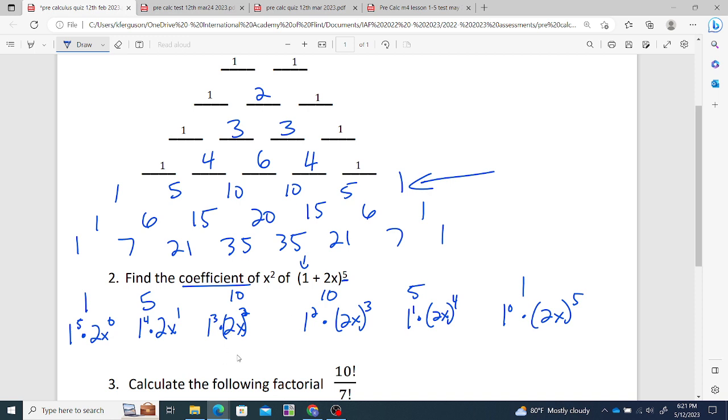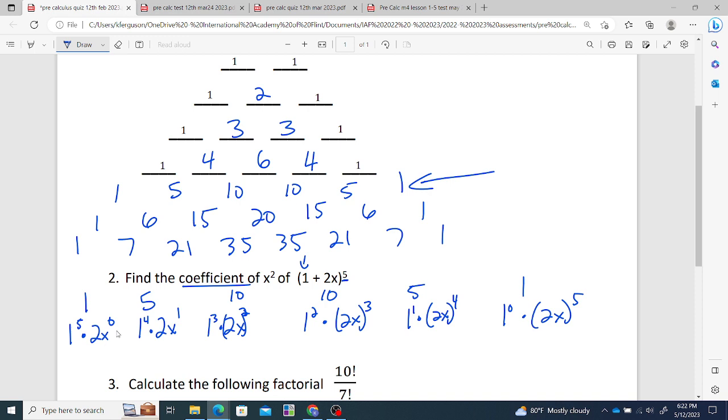Now, first off, I want you to notice that once I got past the first power, I started putting parentheses around this because I have to remember that whatever power is here, it applies to both my terms, the 2 and the x. Okay, so that's the first thing. Second thing, as I went through my terms, I've got the first term, the second term, the third term, fourth term, fifth term, sixth term. If I look at my exponents, they add together to become 5. 5 plus 0, 4 plus 1, 3 plus 2, 2 plus 3, 1 plus 4, and 0 plus 5.